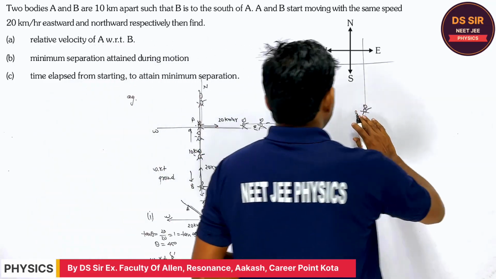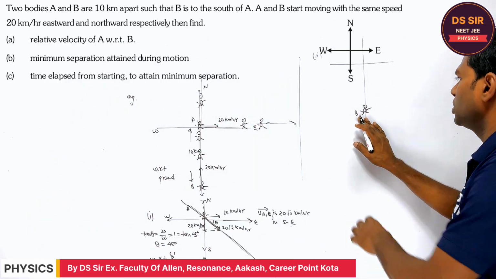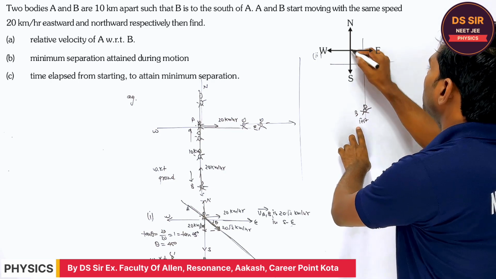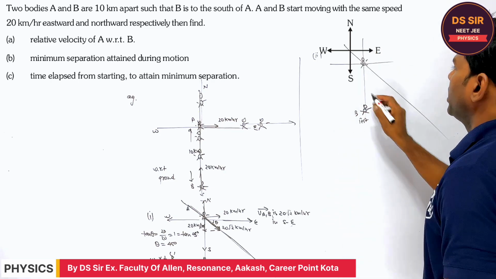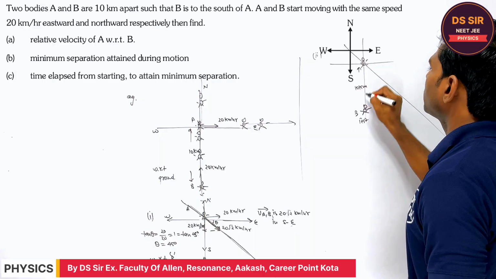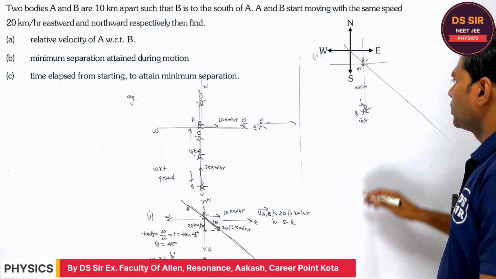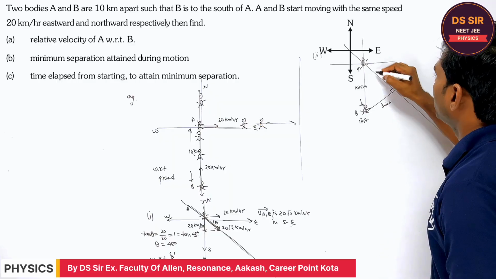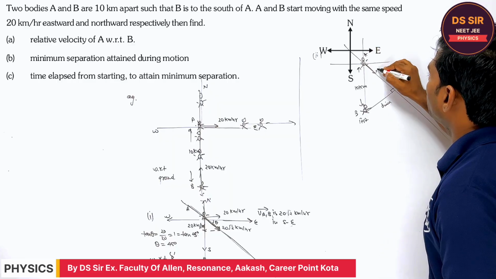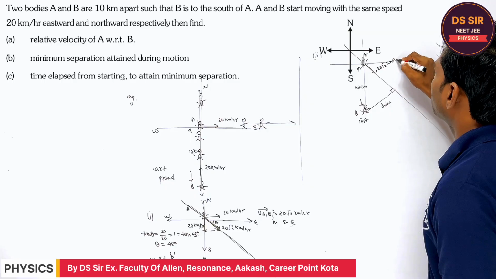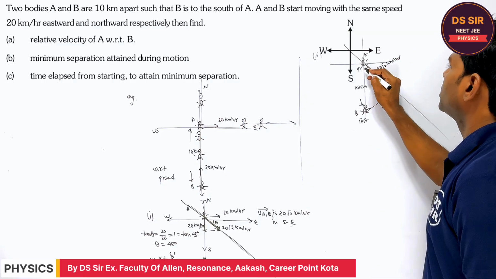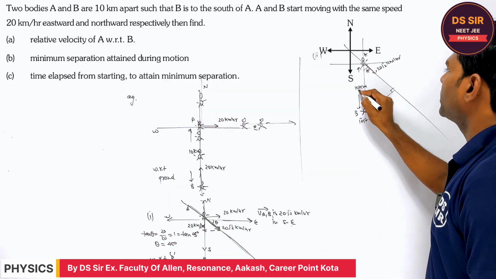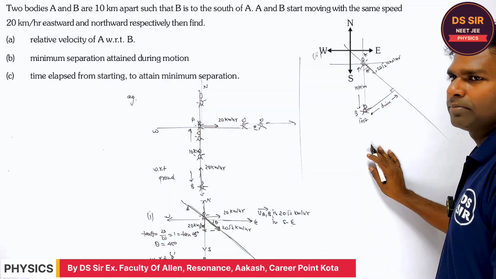But with respect to B, with the help of the relative motion, B is always at rest, and this is the person A, moving in this direction. Initial separation is 10 kilometer. Are you getting or not? And this will be the minimum separation between them. This person A is moving with 20 root 2 kilometer per hour. Is it clear? This angle is 45 degree, I told you. If this is the initial separation, what is the minimum distance?